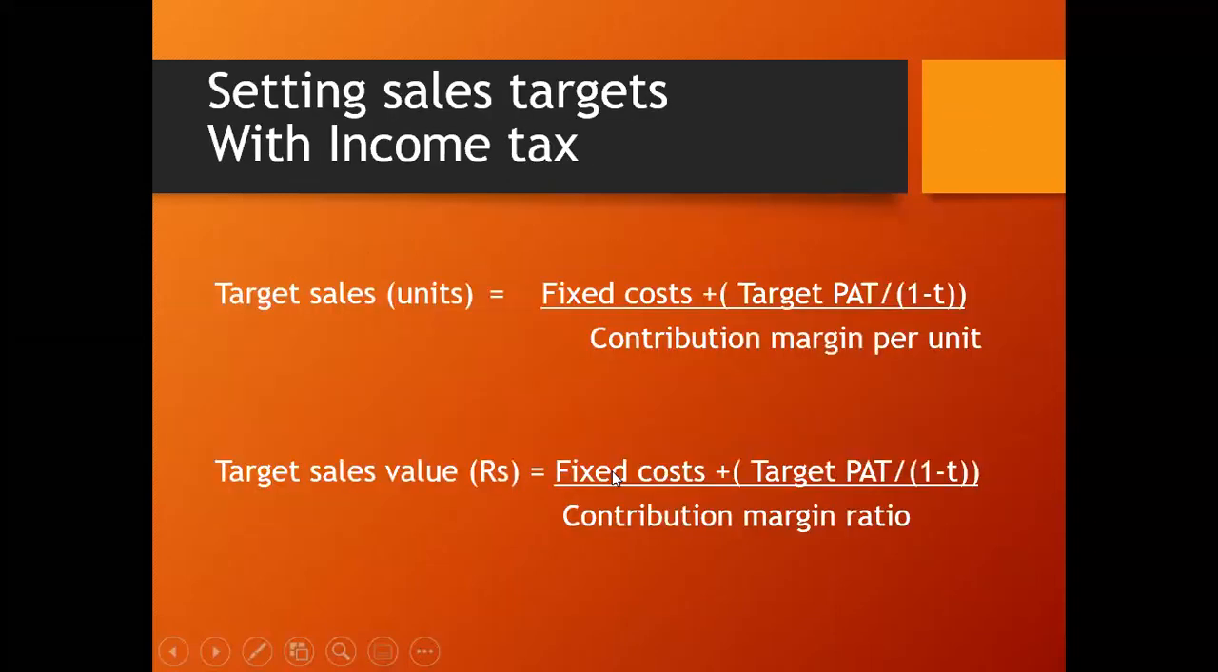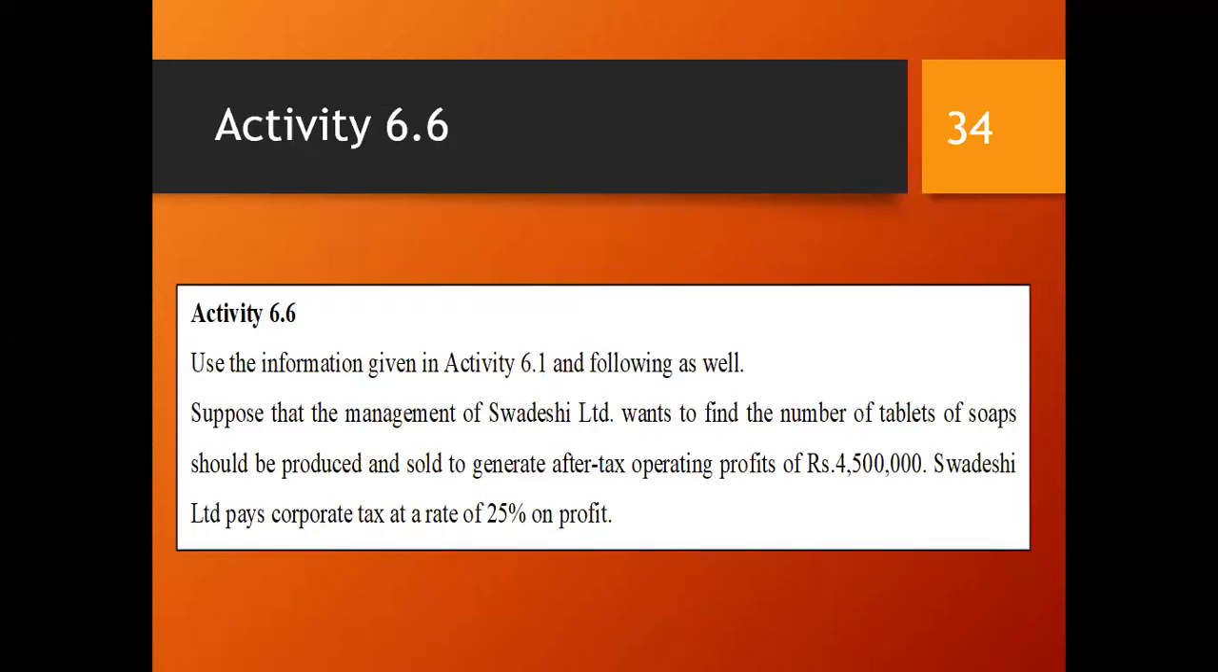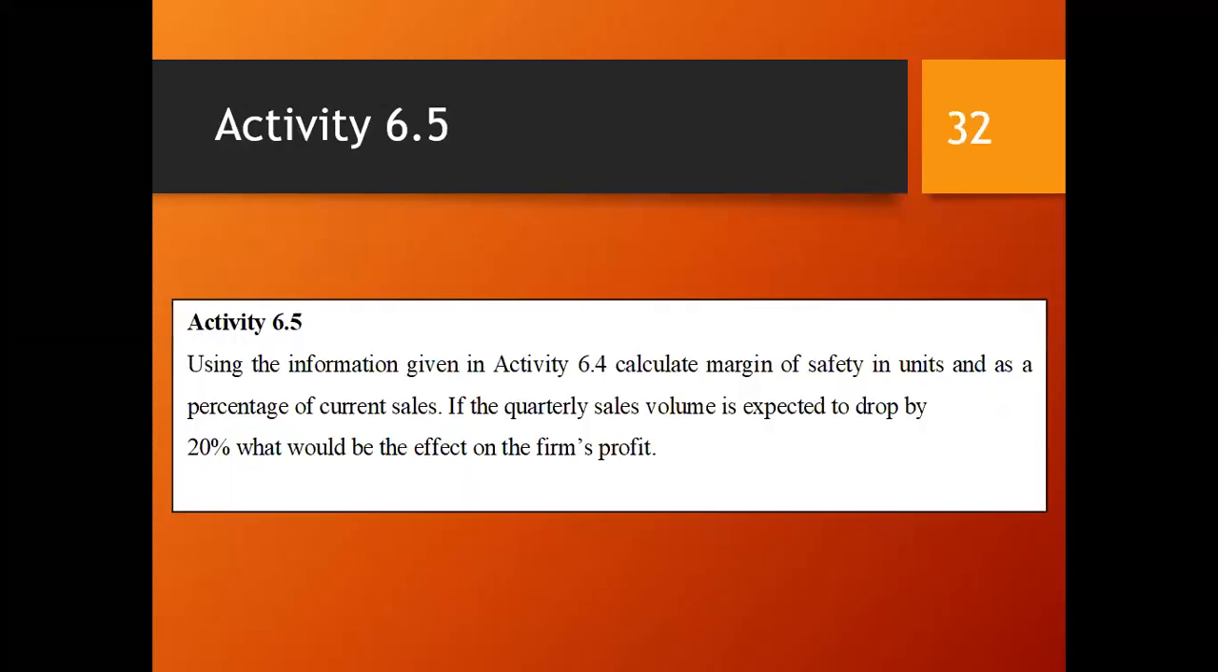Margin of safety, this one is 6.5. Using the same information given in 6.4, calculate the margin of safety in units and as a percentage. Already we did it. If the quarterly sales volume is expected to drop by 20%, what would happen? As of now, it is 15,000. A 20% drop means 12,000. Then your margin of safety becomes 6,000. Margin of safety as a percentage becomes 50%.